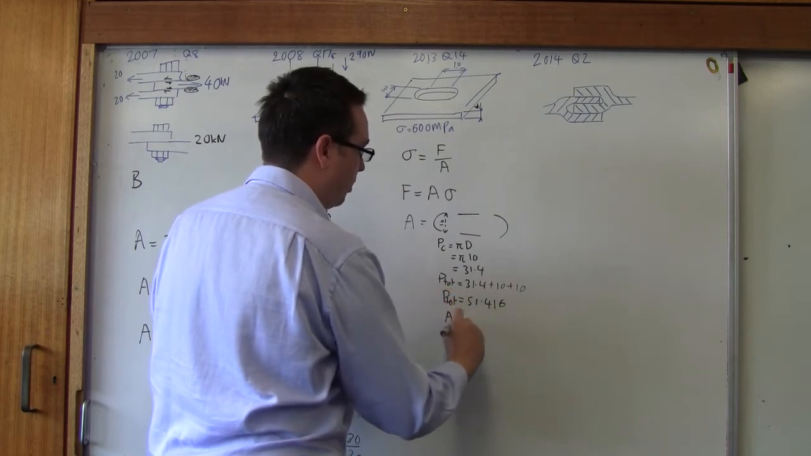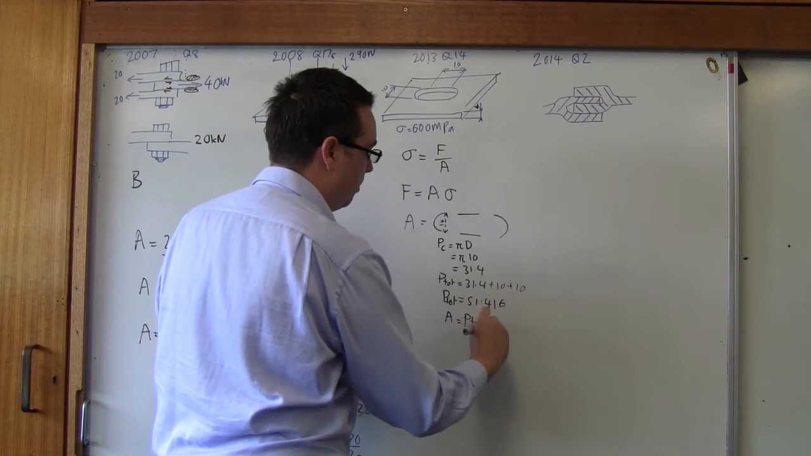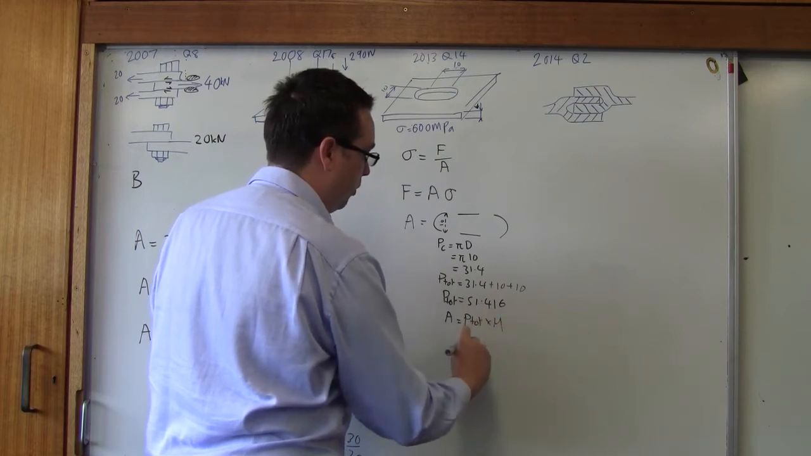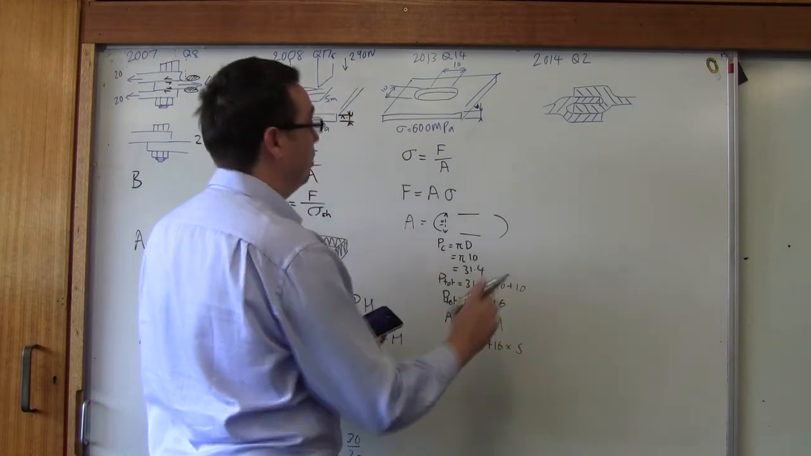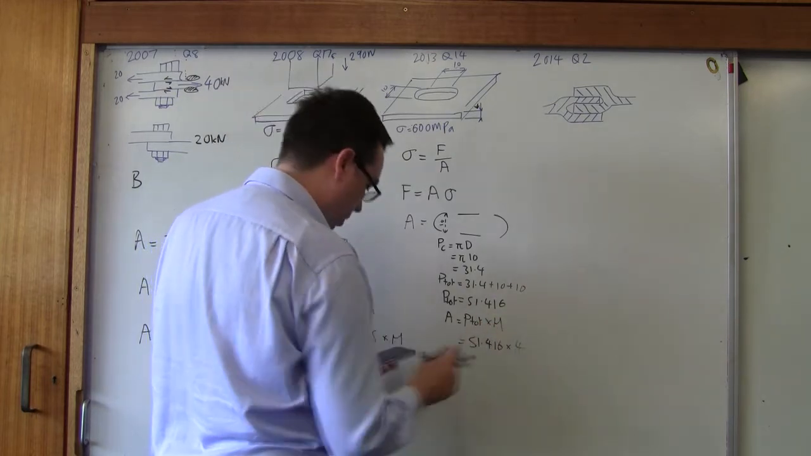So that means our area is going to equal P total times H, which is going to equal 51.416 times 5. No, it's times 4. That would give me a wrong answer.